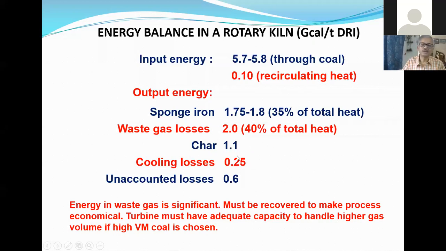Cooling losses are not very high, 0.25, and uncooled. So this is the thing: the energy in the waste gas is significant and must be recovered to make the process economical. The turbine must have adequate capacity to handle higher gas volume if the volatile matter of the coal is high. If high volatile coal is used, then gas generation will also be much higher, so you should have a bigger capacity.